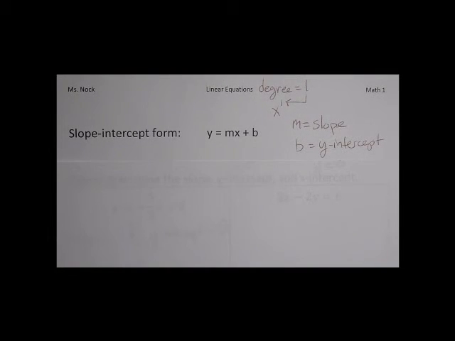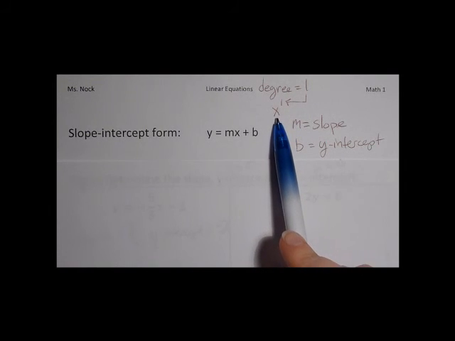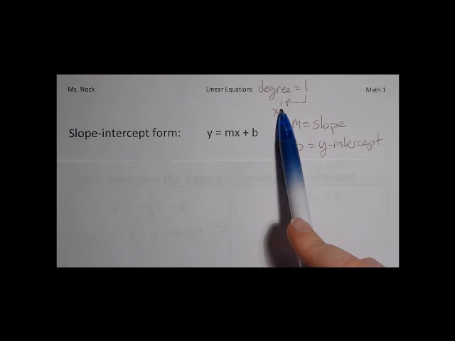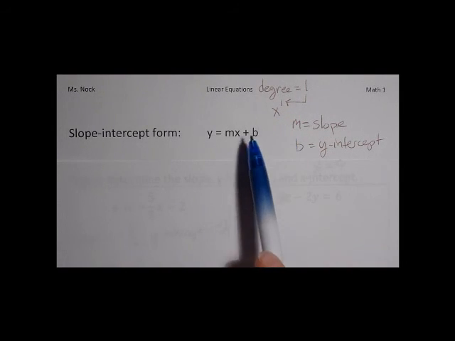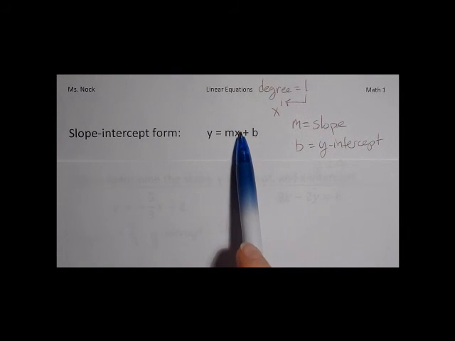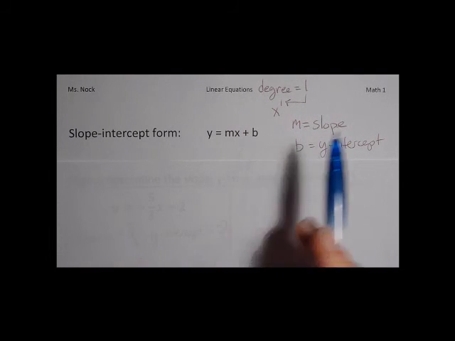The defining feature of a linear equation is that the degree of the x term is 1. X is raised to the first power. Degree means the exponent. So, in this example, y equals mx plus b, we do not bother to write the exponent of 1 because x to the first power is equal to x.